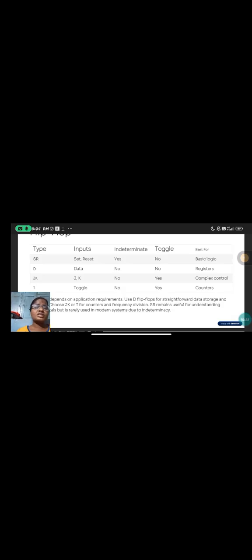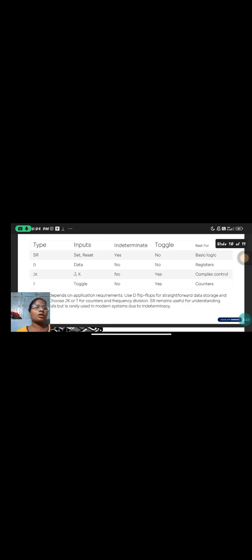Next one is key differences and choosing the right flip-flop. Key differences of these flip-flops. Type SR: inputs are set, reset. Indeterminate: yes. Toggle: no. Best for basic logic. D: input is data. Indeterminate: no. Toggle: no. Best for registers. Type JK: inputs J, K. Indeterminate: no. Toggle: yes. Best for complex controls. Type T: input is toggle. Indeterminate: no. Toggle: yes. Best for counters.